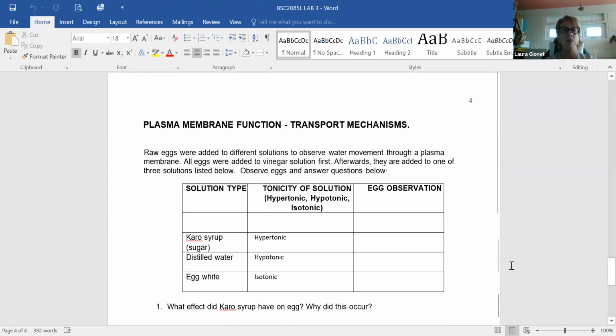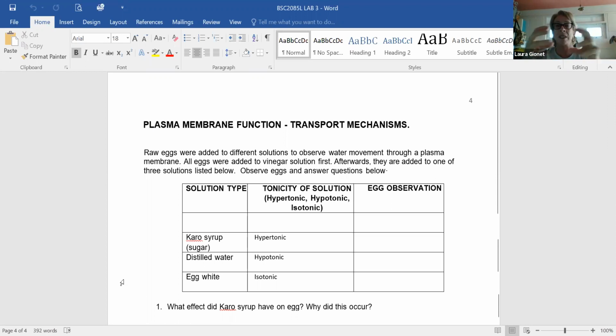Lastly, we have plasma membrane function transport mechanisms. Raw eggs were added to different solutions to observe water movement through a plasma membrane. So, in lecture, we talked about this: what is the effect of the different tonicity of these fluids on a red blood cell? And this is just a way of doing that.